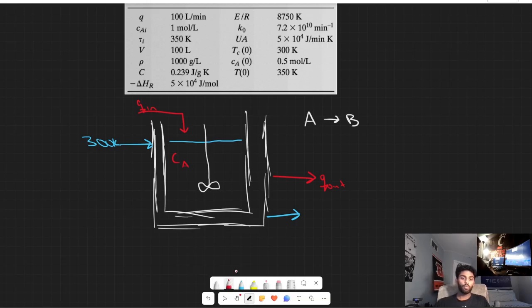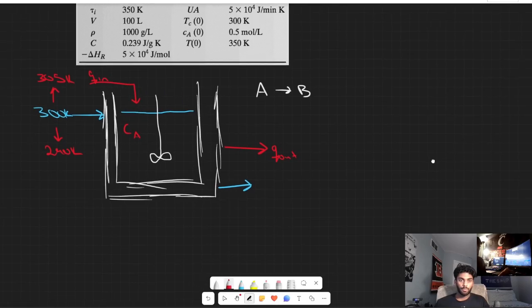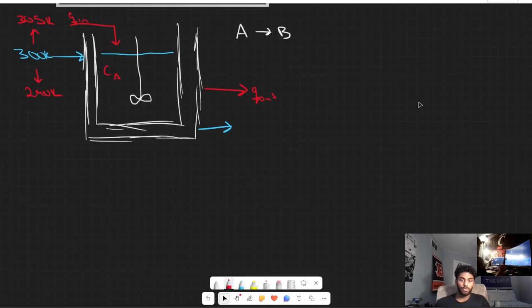And what we are trying to analyze here is the effect of changing this cooling water temperature, adjusting it to be higher or lower than its original set point, and how does that affect the concentration and temperature of our CSTR system. So the first thing that I'm going to do here is I'm going to throw out a mass balance.